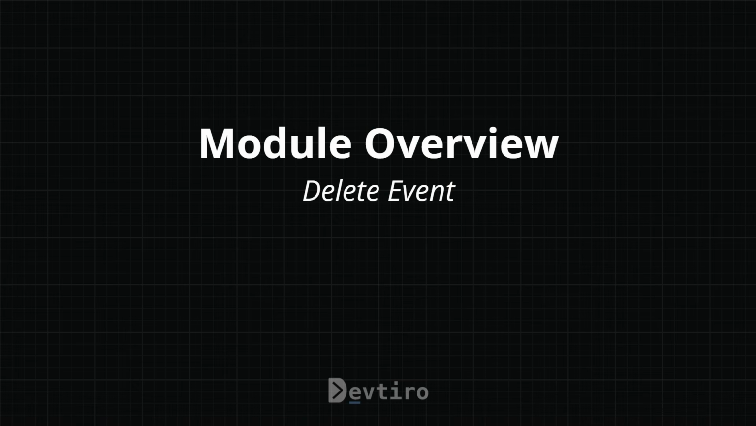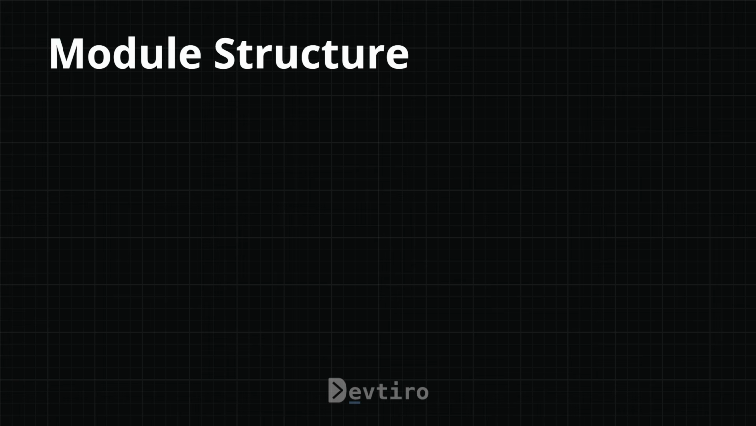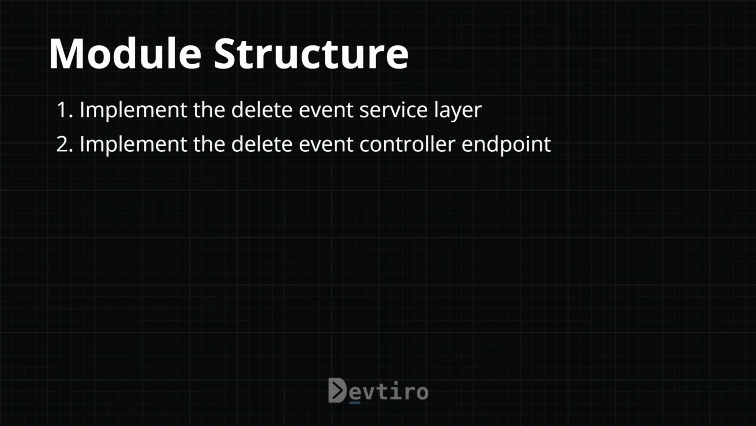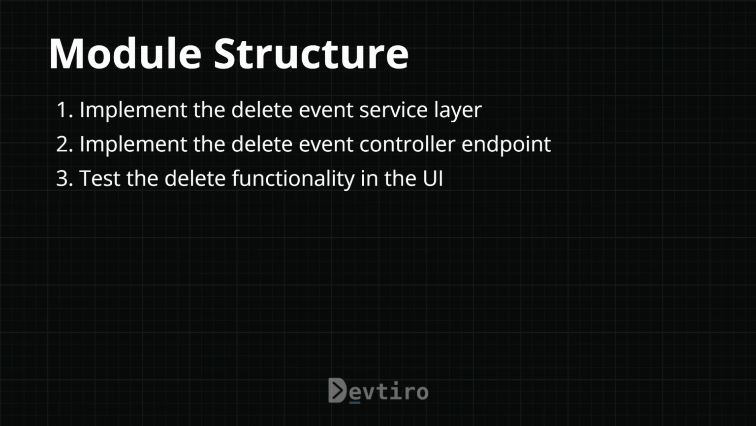In this module, we'll implement the delete event endpoint. The module is structured like this. We'll start by implementing the delete event service layer. We'll then implement the delete event controller endpoint before testing the delete functionality in the user interface.